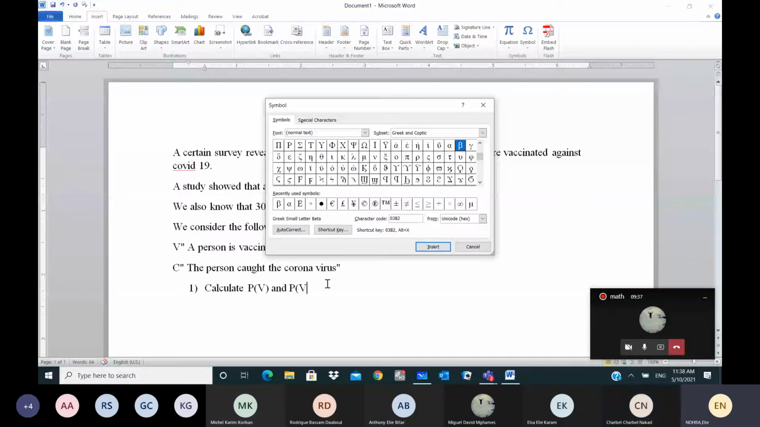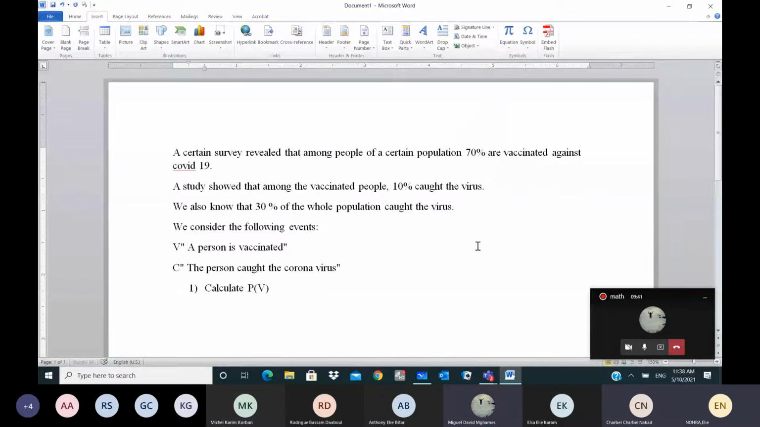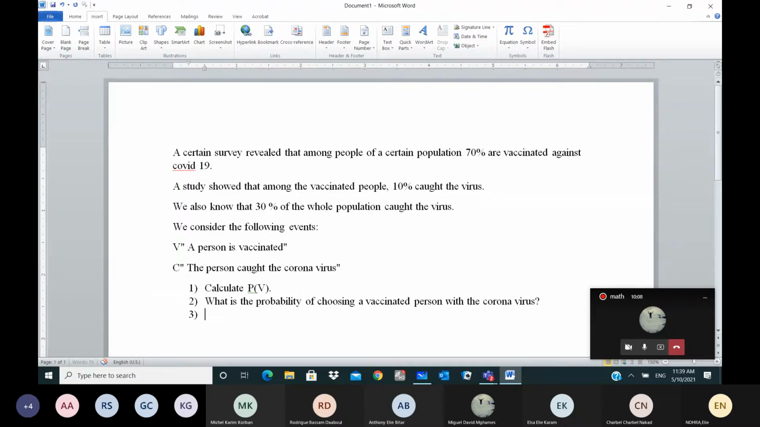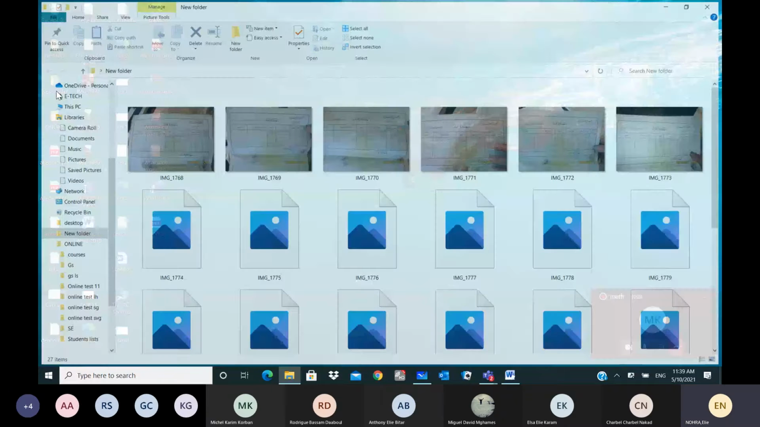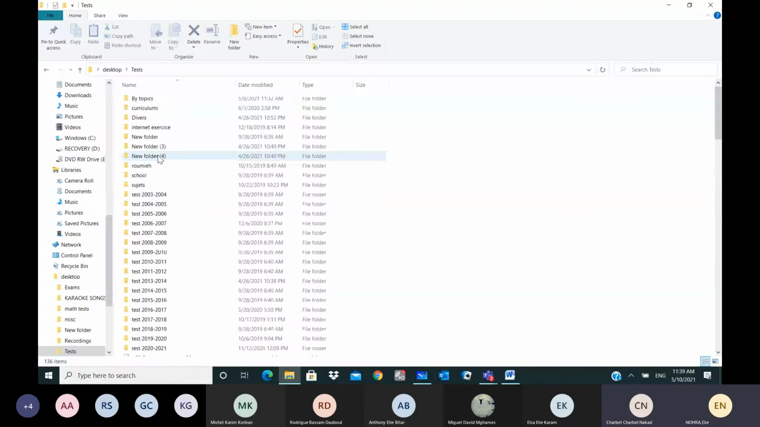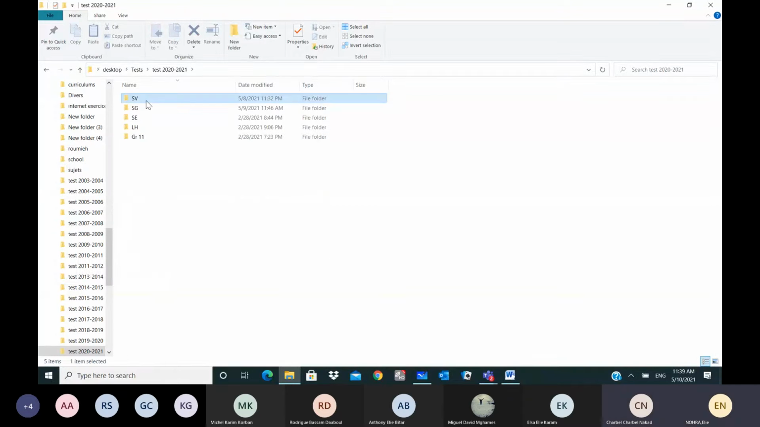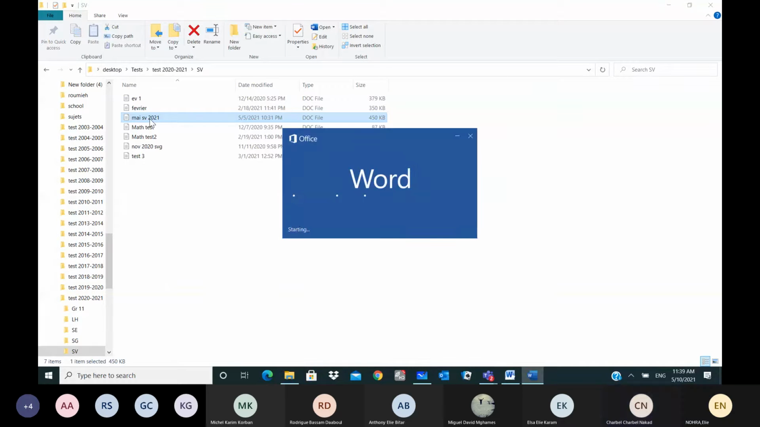I have another question. What is the probability of choosing a vaccinated person with the coronavirus? Part 3. Calculate. Hold on a second.